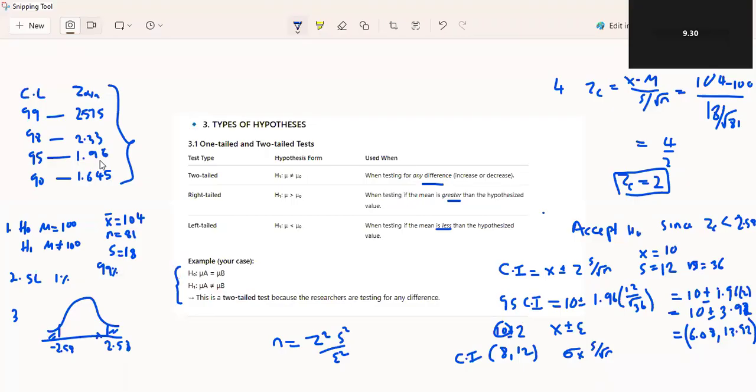Okay, so we end here. The next class we're going to look at how to calculate the difference between two samples. Then we'll be able to answer our second question in the term test. Right? So we're going to end here.